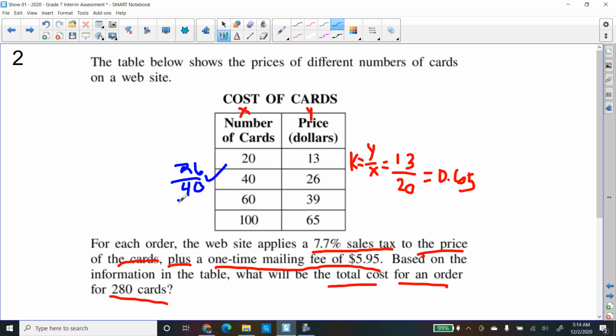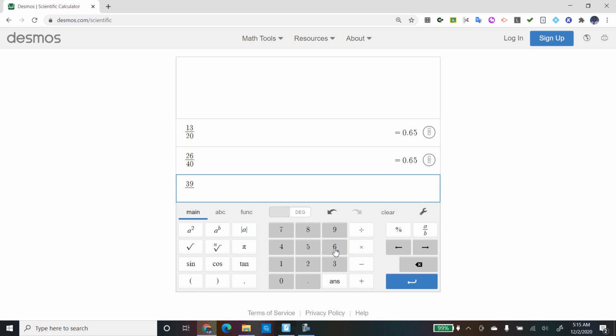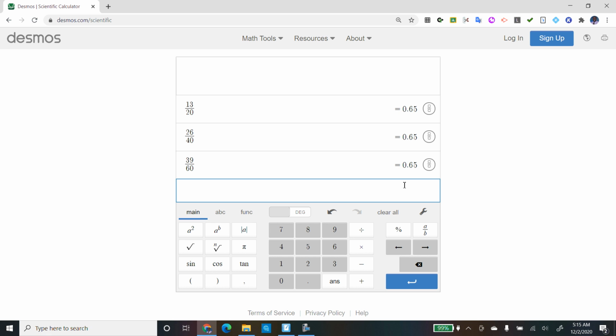And I'll do 39. Let me get a different color. 39 divided by 60. Let's just check out how much that is. So 39 divided by 60 cards. I'm trying to figure out what's the price of one card. And they all seem to be 65 cents.